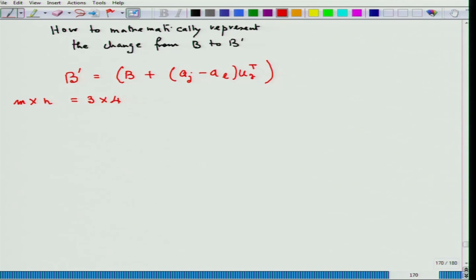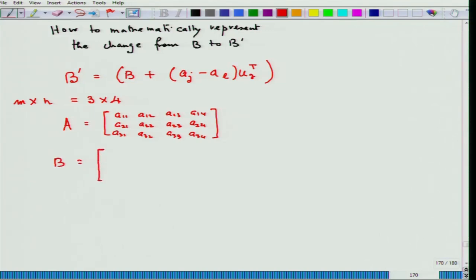Okay. So then how would B dash look like? So B is nothing but say A11, A12, A13, A14, and so on, down to A41, A42. Sorry, it is a 3 cross 4 matrix. No, sorry, this is A. I am writing A. So, A is an m cross n matrix. This is my A. Now, suppose my B has to be a 3 cross 3 matrix.